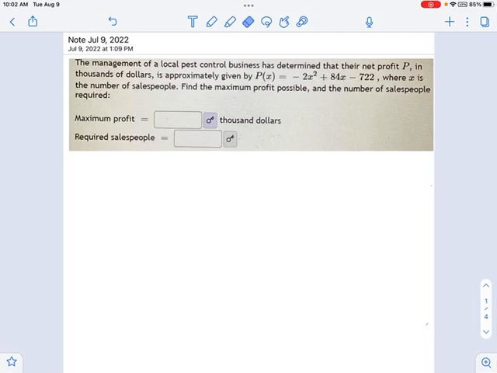When we're dealing with quadratics, a common application style problem is to say we have an equation, and this equation tells us the profit as a function of the number of salespeople. Or it could really be anything, but you're going to have an equation, and you need to find the maximum of this equation, or the minimum.